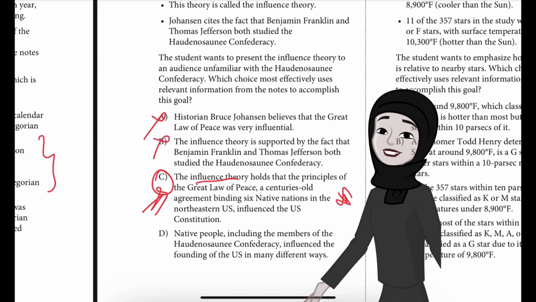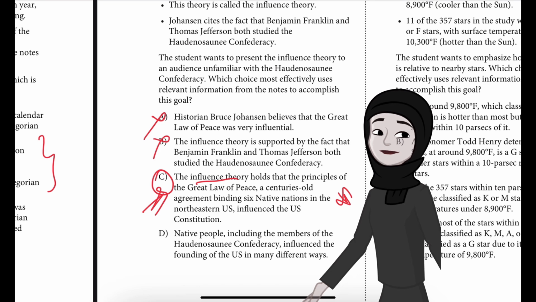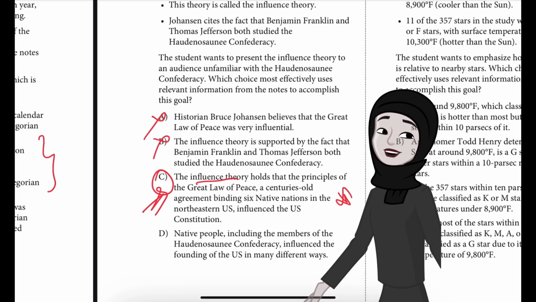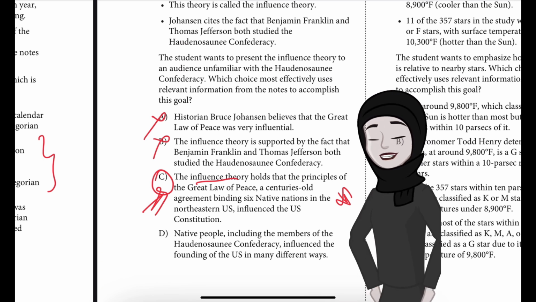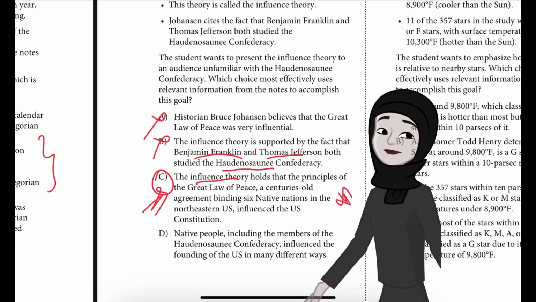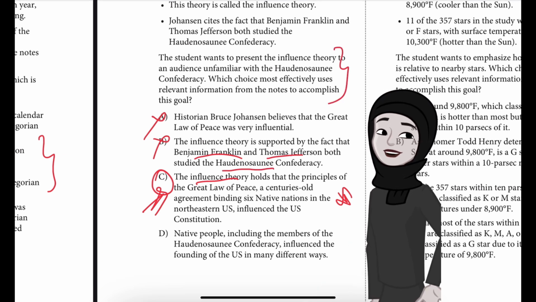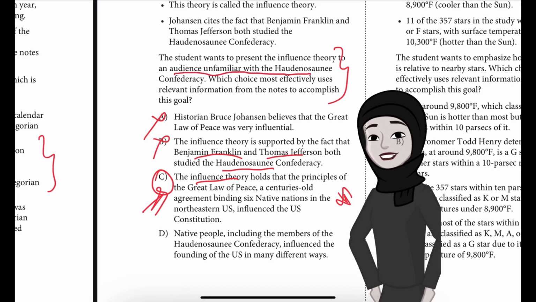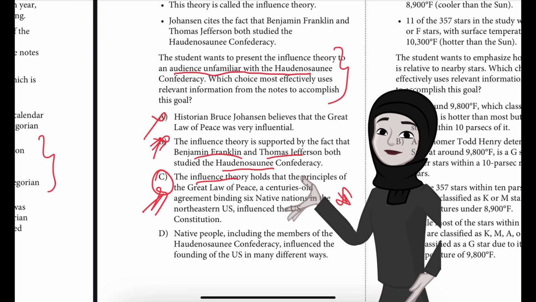B says the influence theory is supported by the fact that Benjamin Franklin and Thomas Jefferson both studied the Haudenosaunee Confederacy. This sentence emphasizes one fact that supports the influence theory. It doesn't effectively present the theory to an audience unfamiliar with the Haudenosaunee Confederacy. This just talks about Benjamin Franklin, Thomas Jefferson and Haudenosaunee. So, according to the question, the student has to present the influence theory to an audience unfamiliar with this Haudenosaunee Confederacy. That cannot be done with an answer like B.